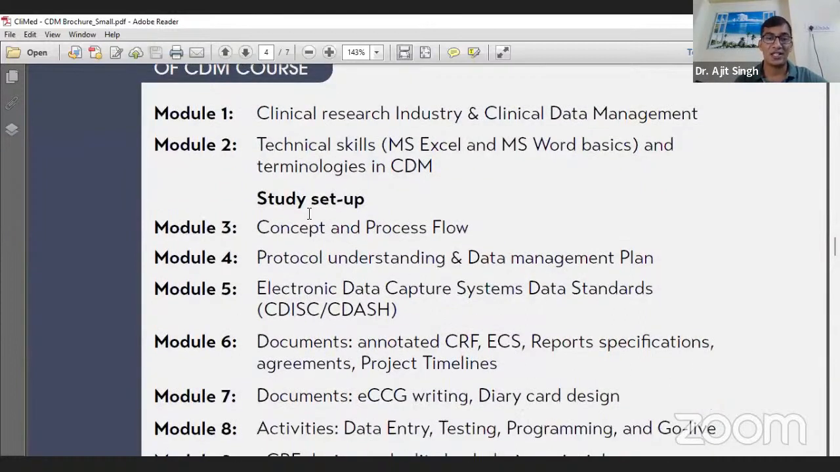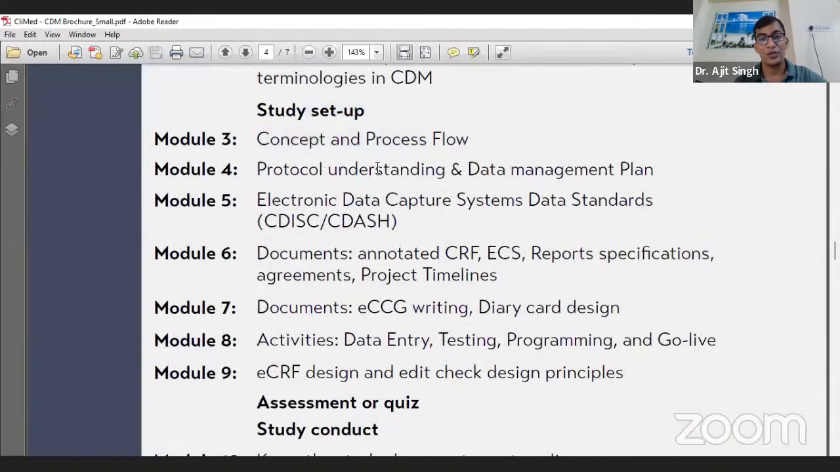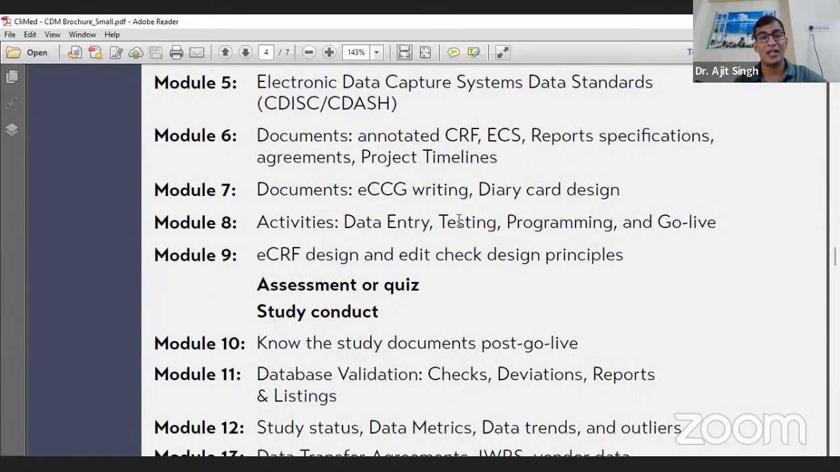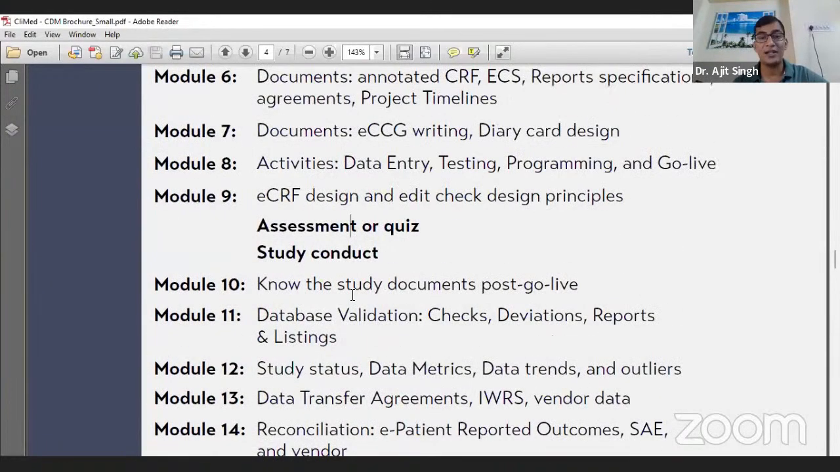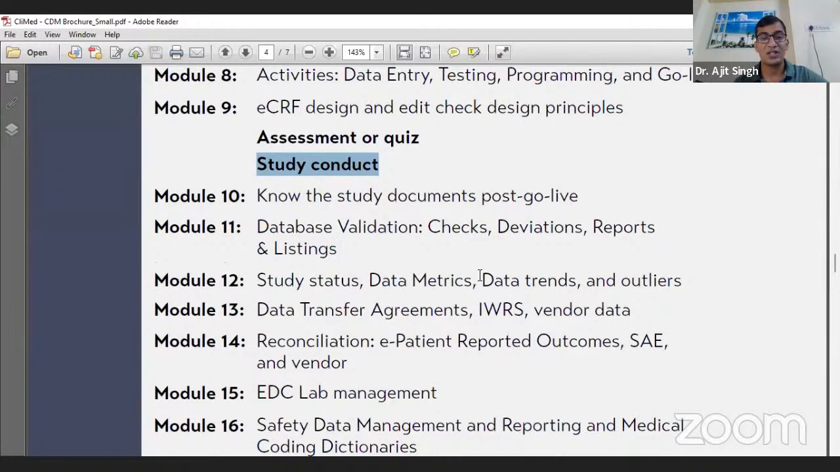And then study setup, then we will come to the typical CDM. So everything about CDM: protocol understanding, data management plan, electronic data capture system, CDISC, and all the activities, documentations. Okay, eCRF design, edit check design principles, assessments. So there will be 3 assessments, two in between and one at the end. Then about the study conduct, everything: study status, study metrics, data validation. This is a comprehensive course.